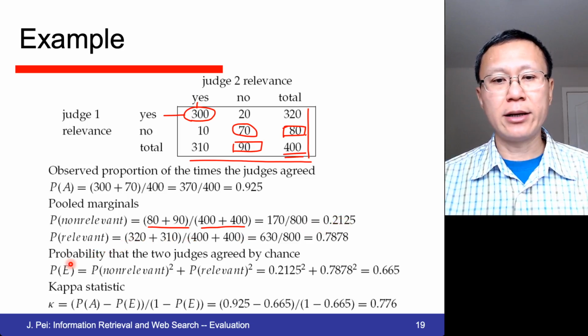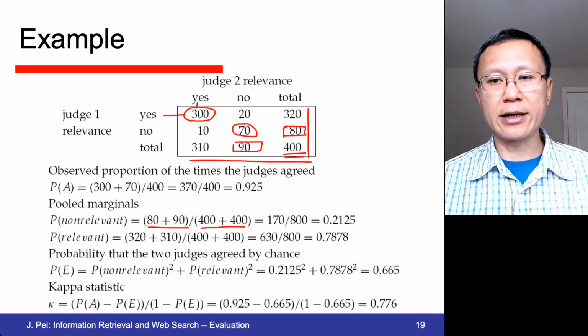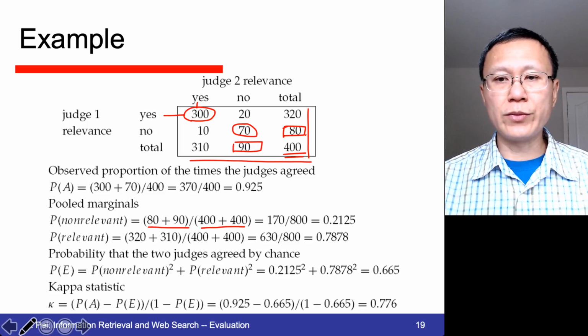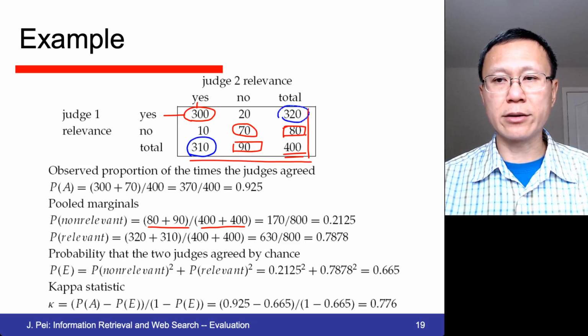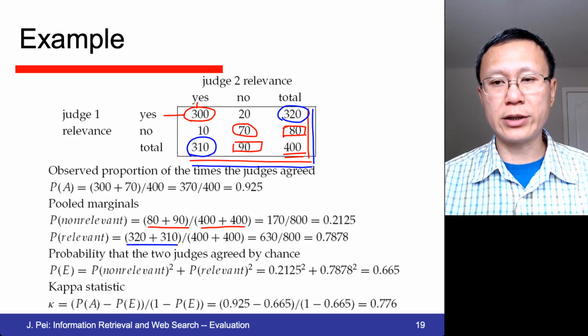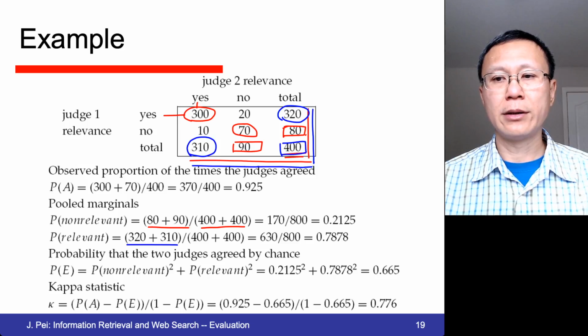Similarly, we can calculate the probability of relevant. Let me clear the screen and then come back. So for the relevant, we see this 310 here, and we see this 320 here. Again, we look at these 400, we see 320. We look at these 400, we see 310. Therefore, we have 320 plus 310 divided by 400 twice here. And that will give us 0.78.